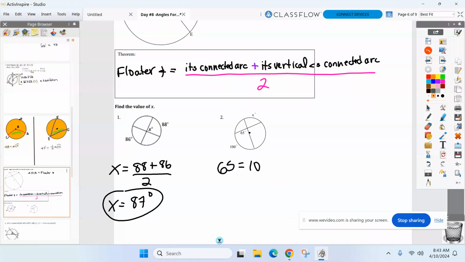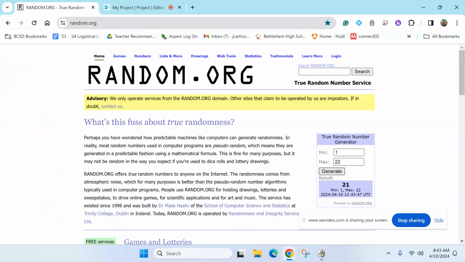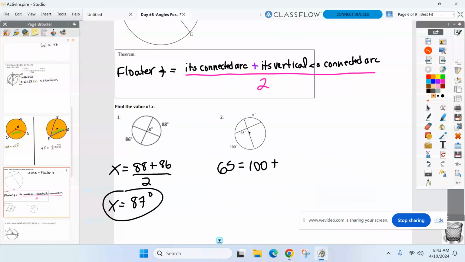100 plus, what about its vertical angle's connected arc? How big is that one? Lauren? The vertical angle to 65, what arc does it belong to? There you go. Plus x, and divided by 2.